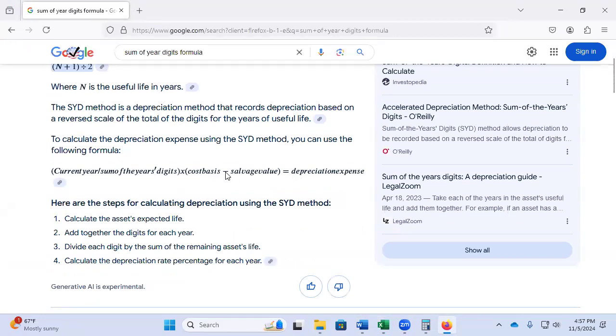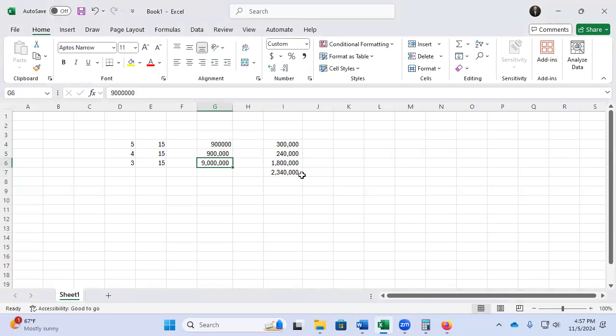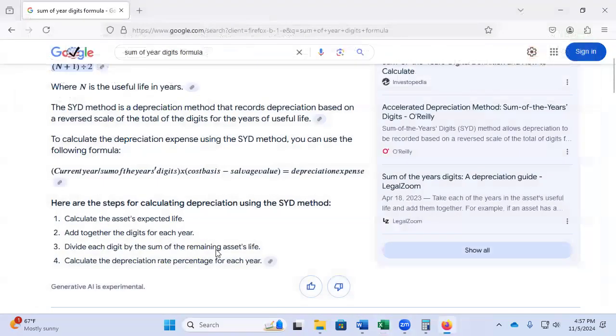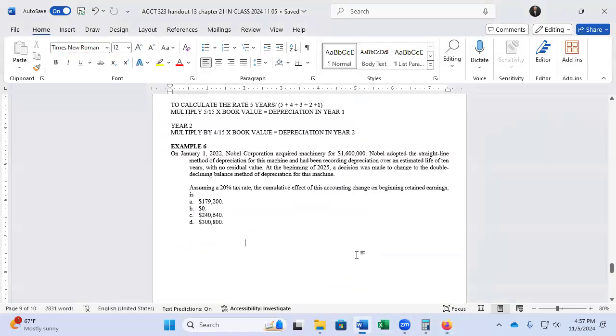Okay, so cost basis minus salvage value. So here's the thing: you just use 900,000 each of the years. Okay, so that's how they got that, and that's what I was wondering at first too. So it's a good question. I can't remember all the formulas, but you see what that is there. Good question. Thank you.